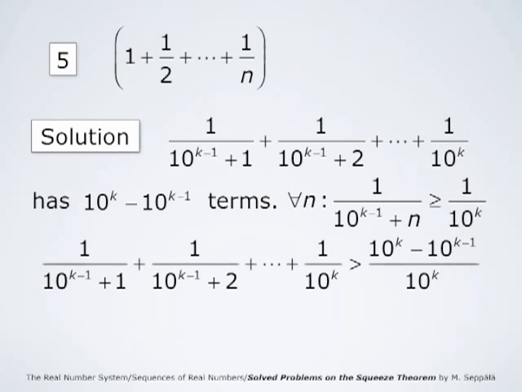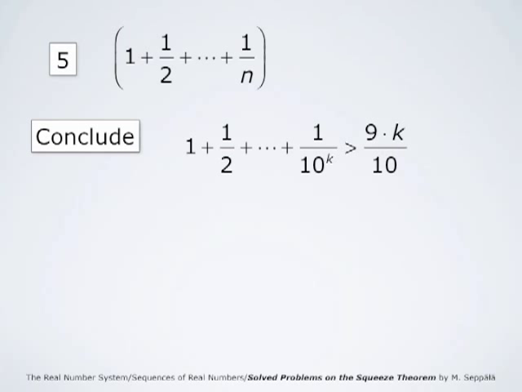So we obtain the estimate that 1 over 10 to the power k minus 1 plus 1, plus 1 over 10 to the power k minus 1 plus 2, plus and so forth plus 1 over 10 to the power k is larger than 10 to the power k minus 10 to the power k minus 1 divided by 10 to the power k. But this is just 1 minus 1 over 10, which is 9 over 10. Now this is a very useful observation because this tells us that the sum 1 plus 1 half plus and so forth plus 1 over 10 to the power k is larger than 9 times k divided by 10 for all k.